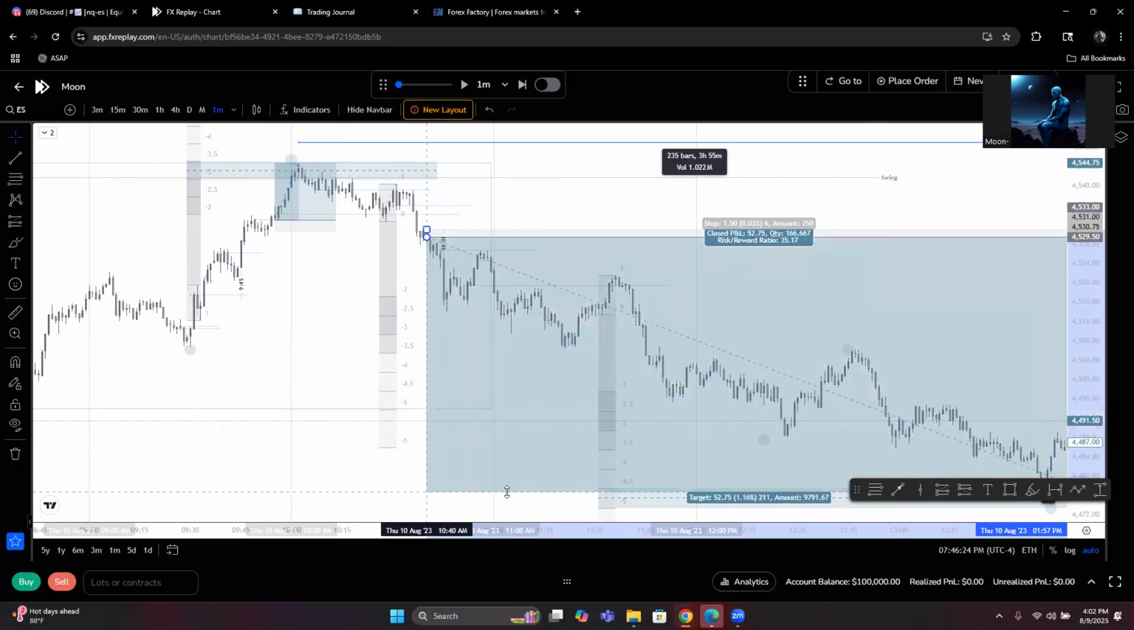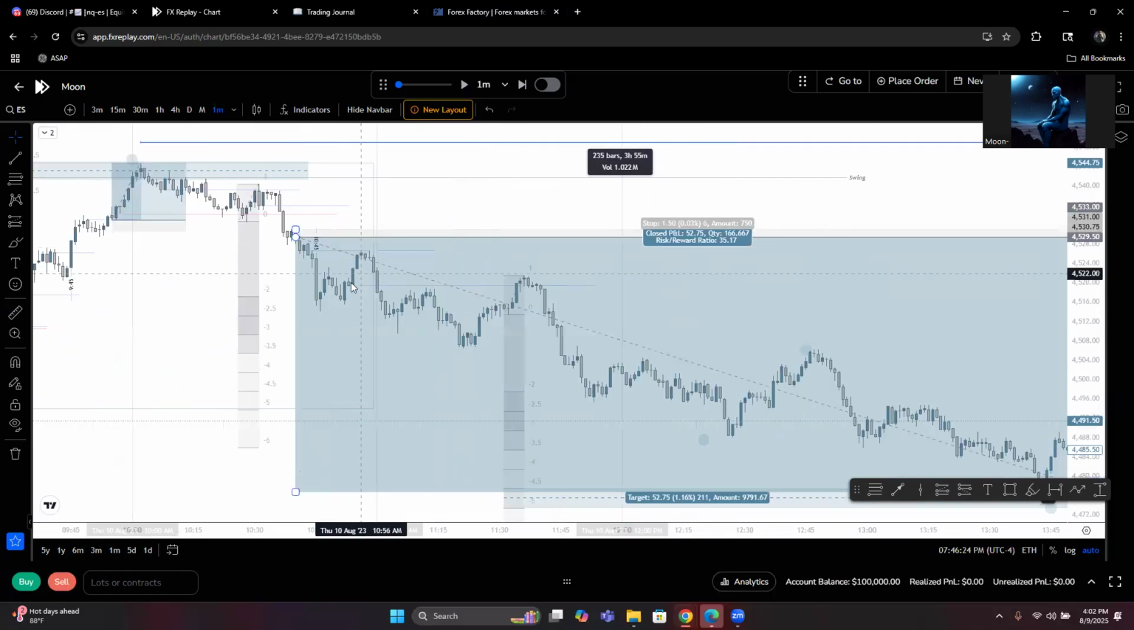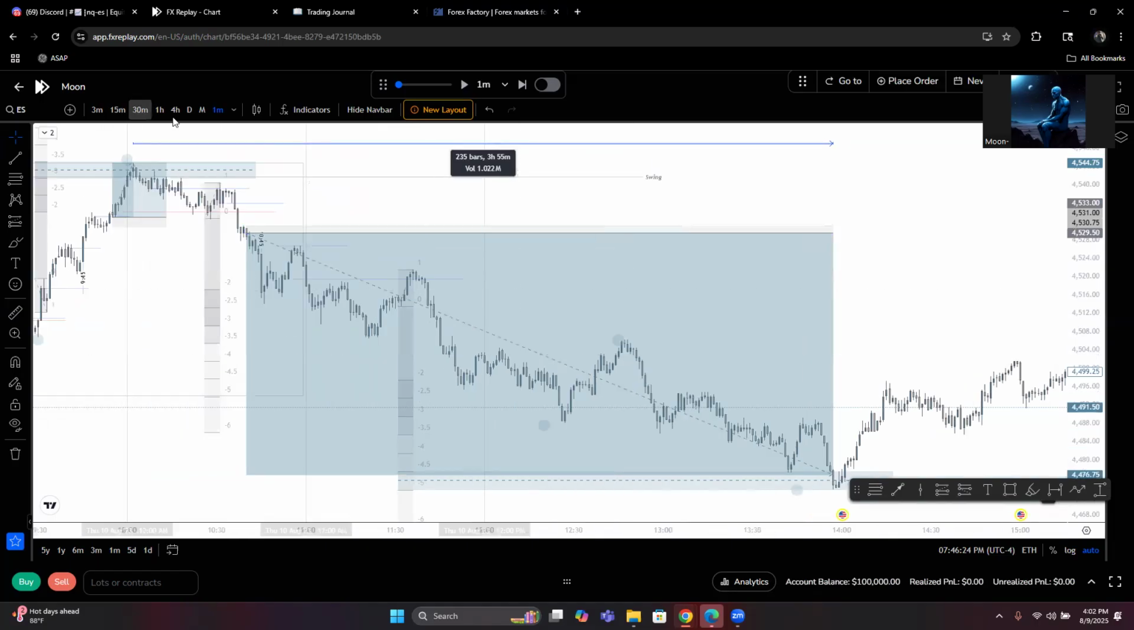So again, acting as resistance, stops could be here, acting as resistance, stops could be here, acting as resistance, stops could be here. I mean, there's so many entries that you can take, and they're all going to be really respected.